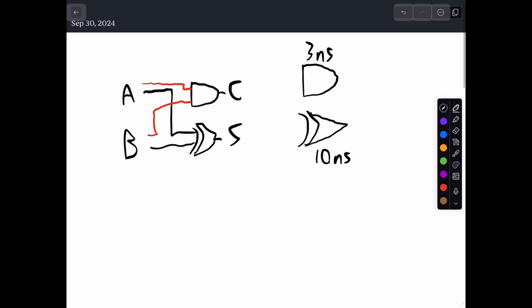Yeah, there we go. So let's say this is 3, 6, 9, 12 nanoseconds. So these are all nanoseconds. And this right here is going to be C. This is 0 volts, and this is 1 volt. And then this will be S, with 0 volts and 1 volt. And let's add A and B as well.